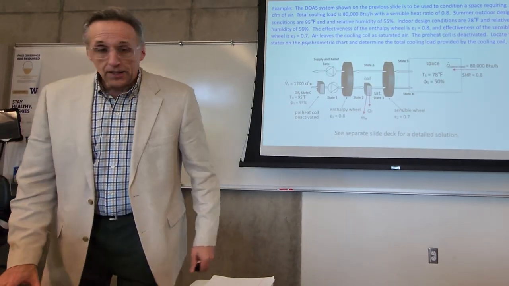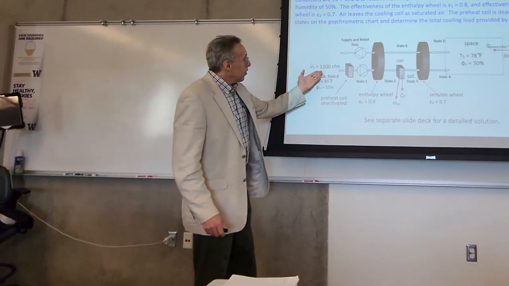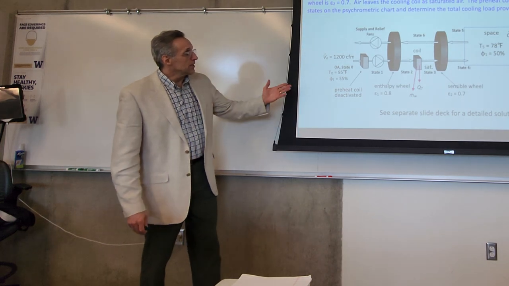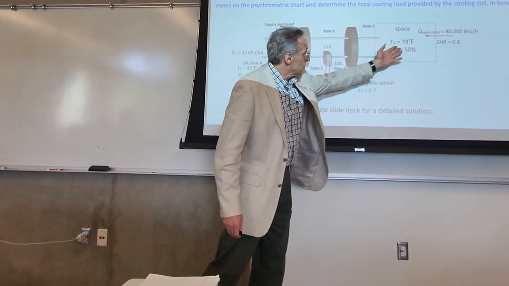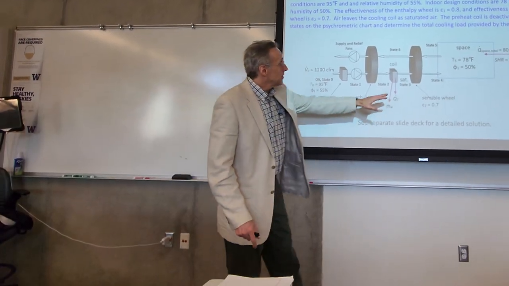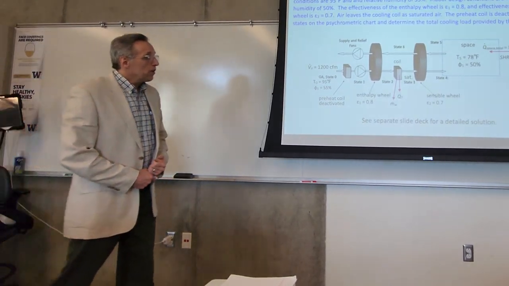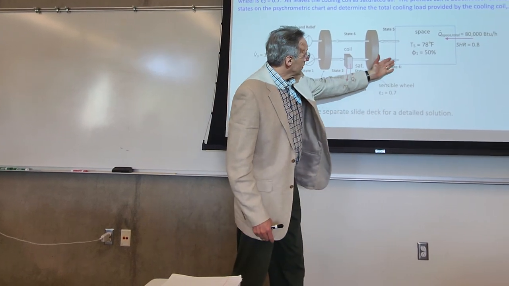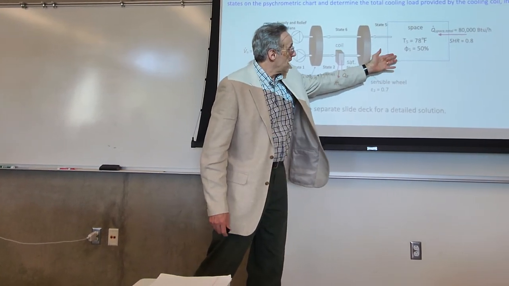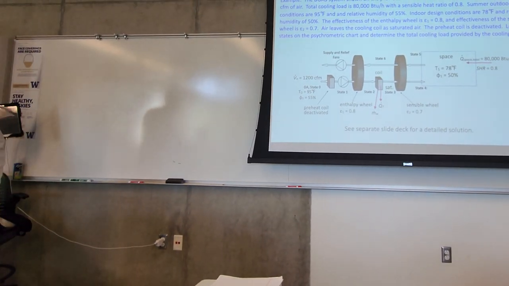And so I had this example here where we have a DOAS system that works on 1200 CFM of outside air. So it's purely outside air. And the goal here is to condition that air to the space temperature and humidity, and then exhaust the air back out to the surroundings. We want to figure out the conditions of the air at all of the state points, but especially state 4, which is the supply air to the space to give us 78 degrees and 50% humidity.